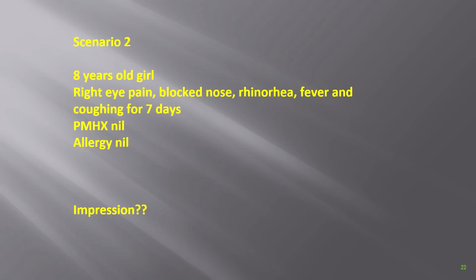Scenario 3, 40-year-old man, left blocked nose, running nose, yellowish phlegm for 2 weeks duration, the upper toothache, having itchy nose and eyes for 1 month, for 1 week, smoking 2 packets per day. Impression? Sinusitis, most likely, yeah? Okay, so this is how I do it in my clinic day to day. You also can do it, you know.